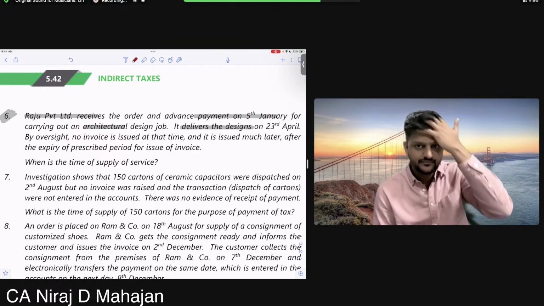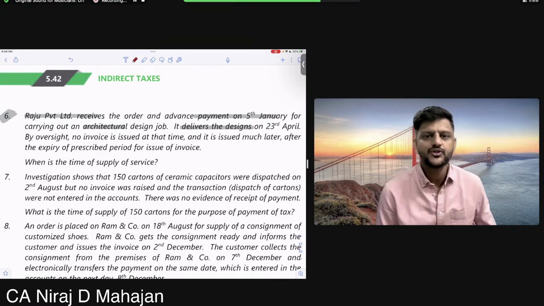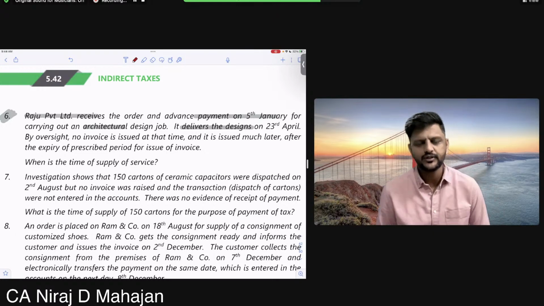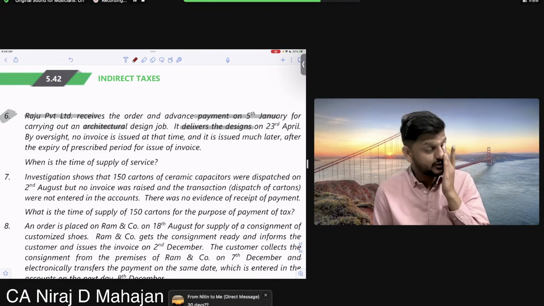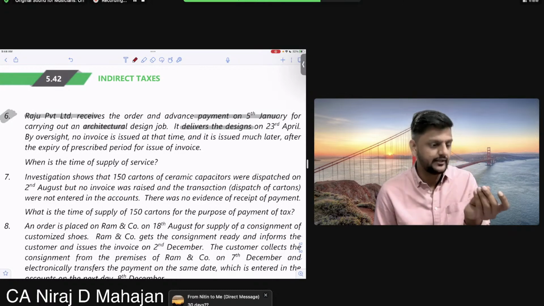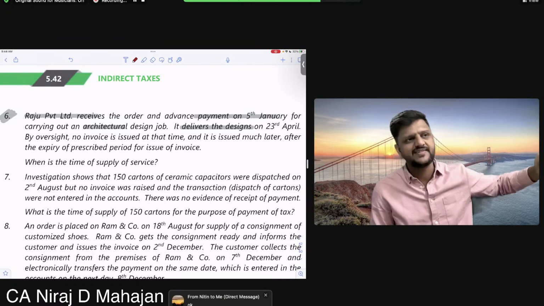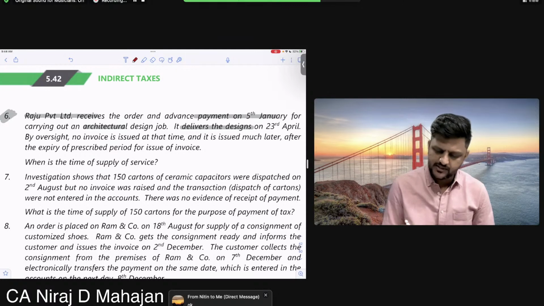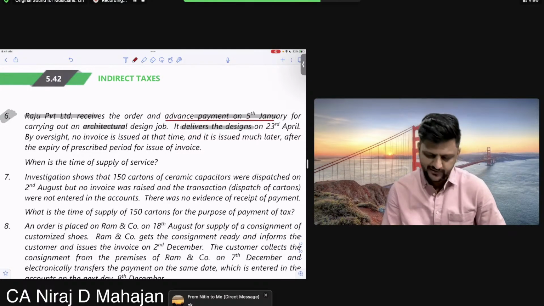All of you tell me. Whether the invoice was issued within the due date or not. Correct? Within 30 days or not of provision of service. If issued within the due date, then date of invoice or payment date. If not issued, then date of provision of service or payment, whichever is earlier. So check. Advance 5th January, that is no problem. So the advance will be taxable, this much you should understand.